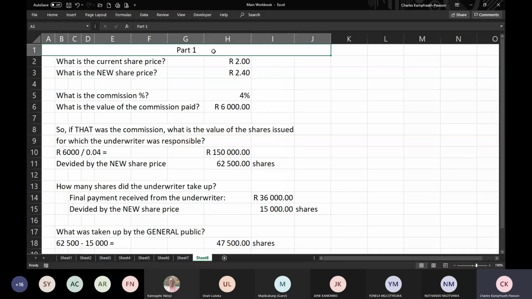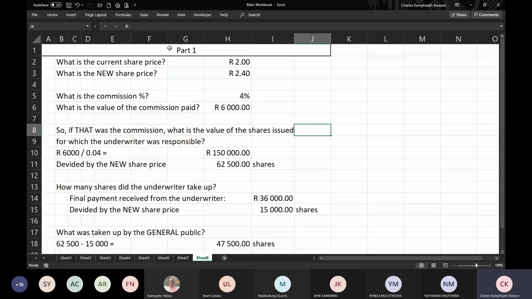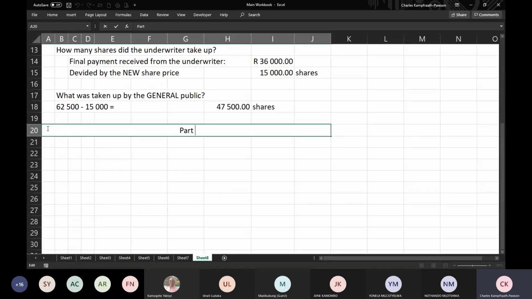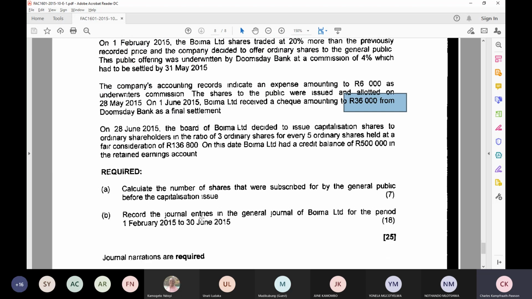Part 1. Go to part 2 of the question. Now they ask, record the journal entries in the General Journal of BOMO Limited for the period ended 1 February 2015 to 30 June 2015. They tell you what they want for when they want it. So don't do additional stuff. They just want for that period.